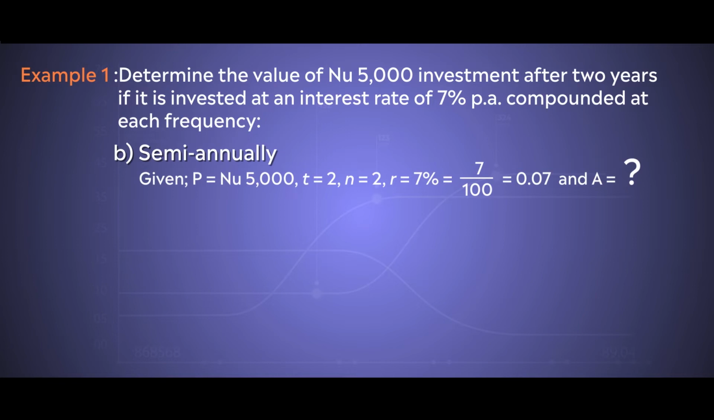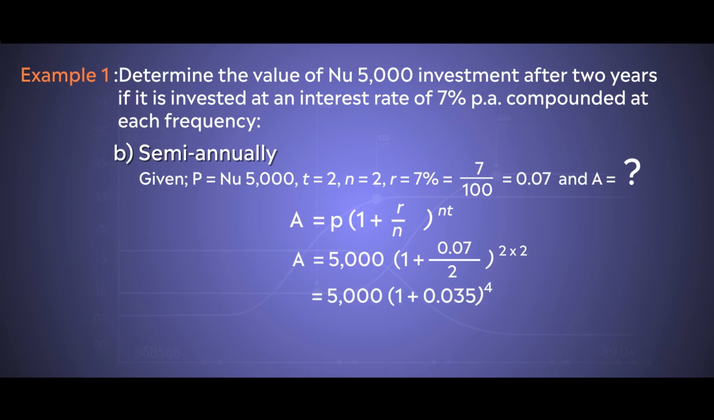Now, same, you have to find the amount. Amount is equal to P times 1 plus R over N, the whole raised to NT. 5000 times 1 plus 0.07, that is the rate, over N, raised to 2 times 2. Follow the BODMAS. Division comes first according to BODMAS. 0.07 divided by 2 is equal to 0.035.